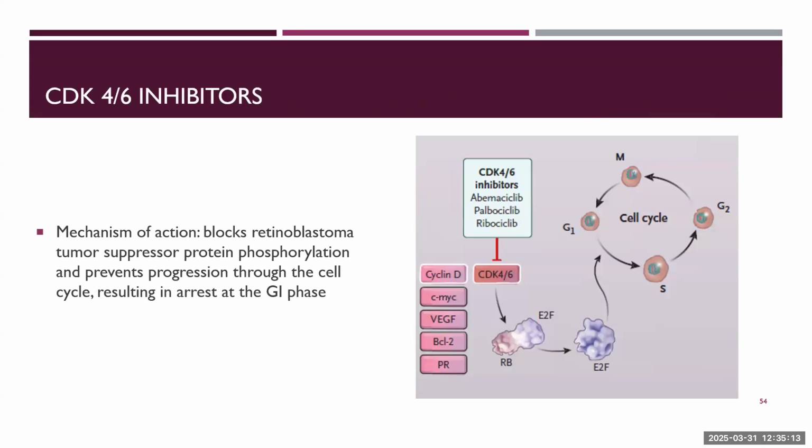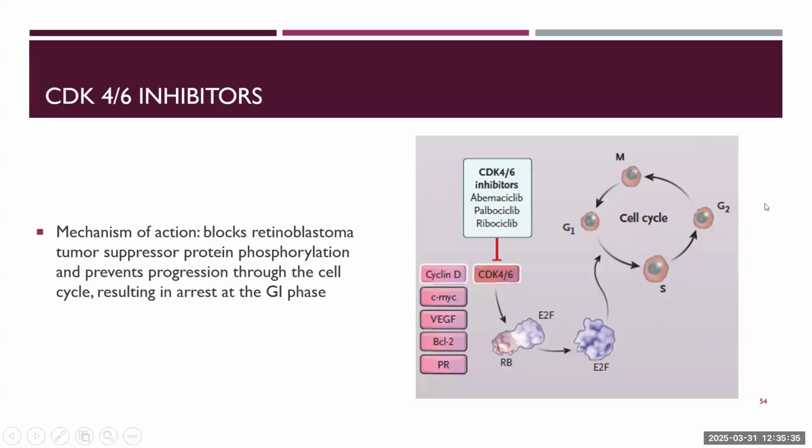So we have 3 CDK4/6 inhibitors that are currently approved. We have abemaciclib, palbociclib, and ribociclib. How these work is they block retinoblastoma tumor suppression protein phosphorylation and prevent progression through the cell cycle, which ultimately results in cell cycle arrest at the G1 phase.